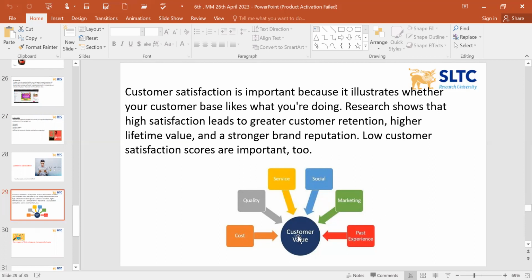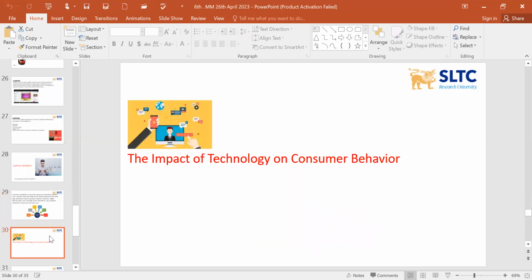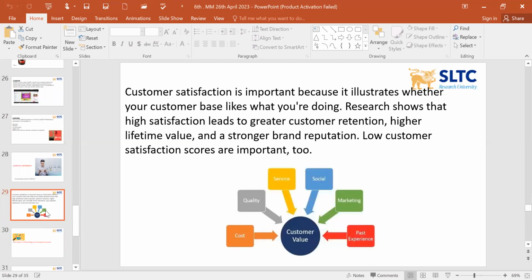Now, if you look at this diagram, we can see customer value can be created through cost, quality, service, social, marketing, and past experiences. That's how the customer creates value for your product. So customer satisfaction all depends on whether the customer really likes your service or your product. The importance, this is a huge subject, customer satisfaction or customer retention.